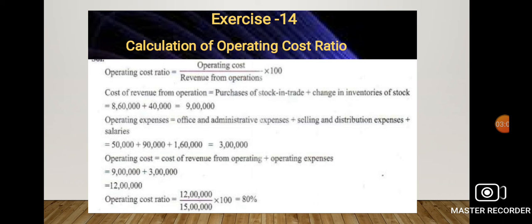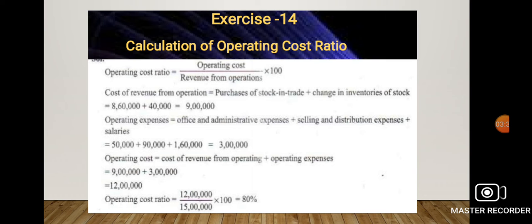First one, operating cost ratio. It is a profitability ratio, another ratio, the operating cost ratio. What will be the operating cost ratio? Operating cost ratio is the proportion of operating cost to revenue from operations. This ratio is a test of the operational efficiency of the business. It is calculated as under. The formula of operating cost ratio: operating cost divided by revenue from operations into 100.